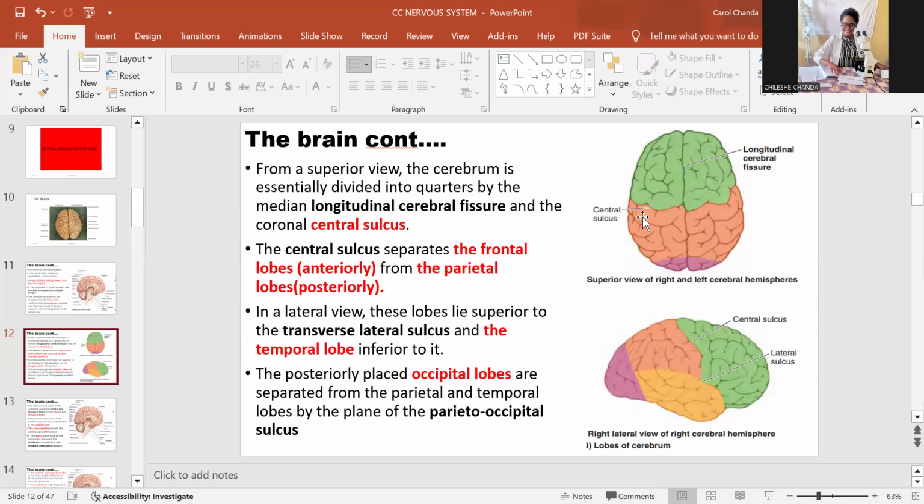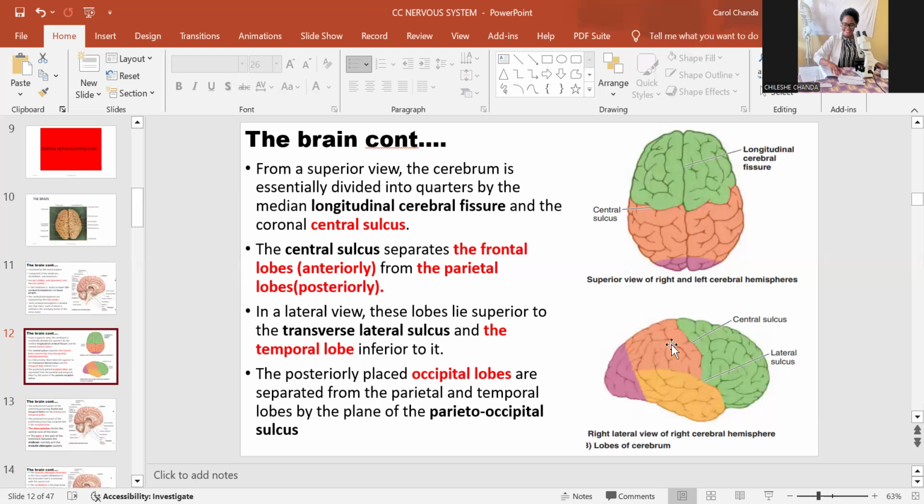So the central sulcus separates the frontal lobes anteriorly and the parietal lobes posteriorly. Remember, if we're going to name these lobes according to the bones, remember we had the frontal bone, which makes up our forehead. Then we said just posterior to the frontal bone, we have parietal bones, and then we have the occipital bone over here.